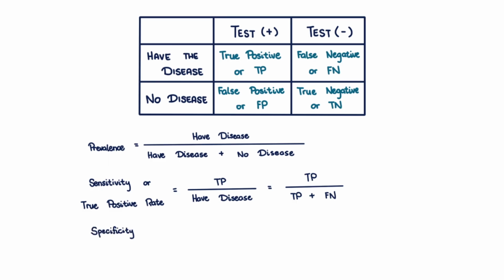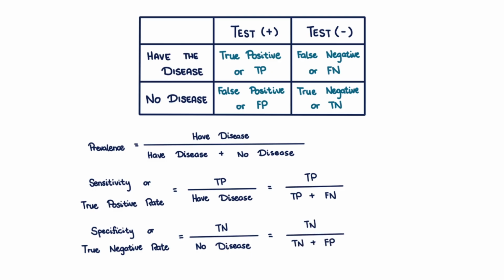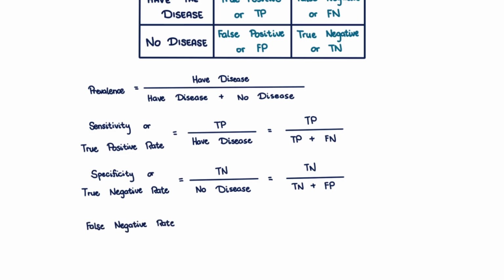The specificity, also known as the true negative rate, is the number of true negatives over those that don't have the disease, or the number of true negatives over the sum of the true negatives plus false positives. The false negative rate is 1 minus the sensitivity. You can remember this because true positive rate and false negative rate are kind of opposite. True positive, false negative. Okay? And also the other way around, which is the false positive rate is 1 minus the specificity. Same thing.